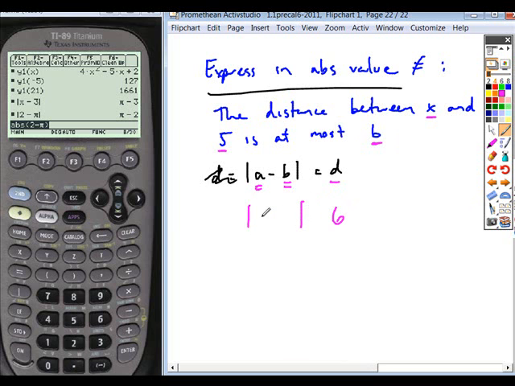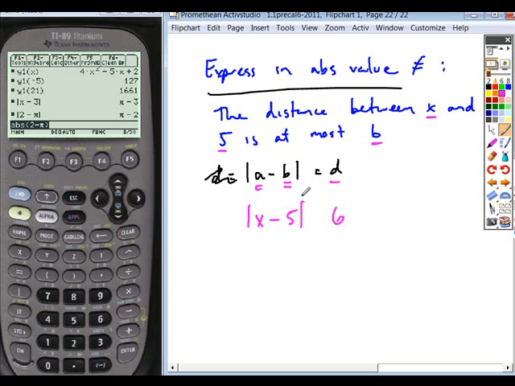That means that the x and the 5 go inside the absolute values. You just take the difference of them. It could be either absolute value of x minus 5 or absolute value of 5 minus x. Once again, I'll normally put the variable first. If the variable happens to be a negative number, it's possible that that would come second, but usually it'll come first. And so now if we look, the distance between these is at most 6.